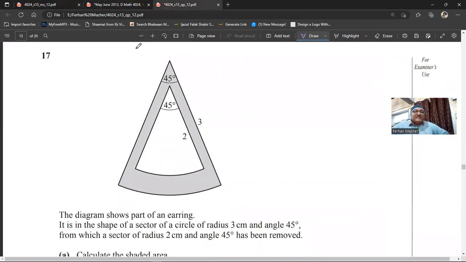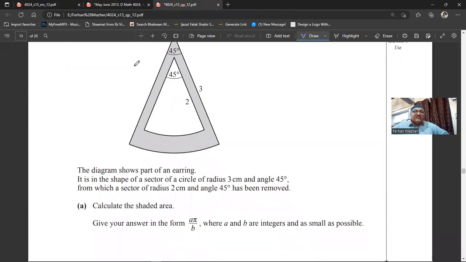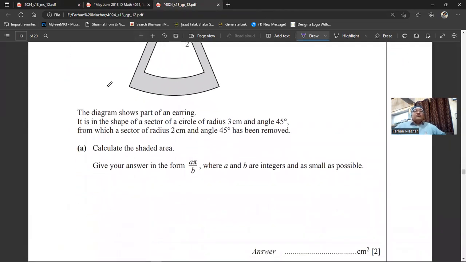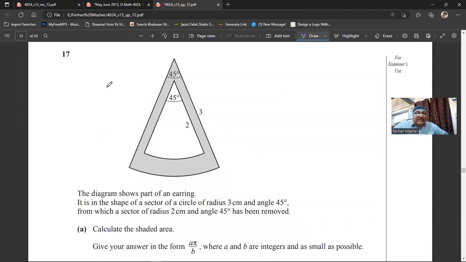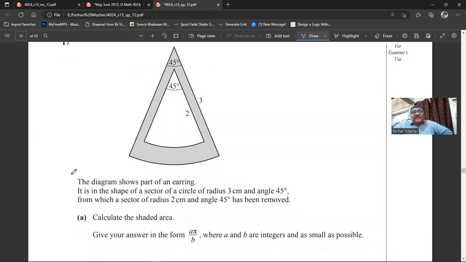question. That is question number 17, and it says the diagram shows part of an earring. It is in the shape of a sector of a circle of radius 3 centimeter and angle 45 degree, from which a sector of radius 2 centimeter and angle 45 has been removed. Calculate the shaded area. Give your answer in the form A pi by B, where A and B are integers.